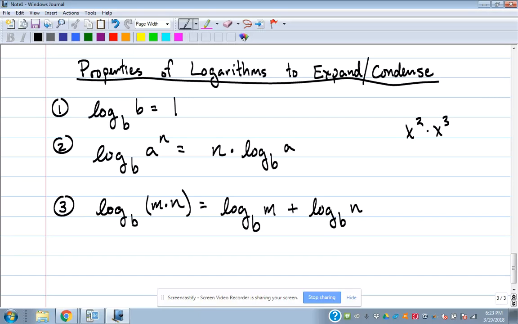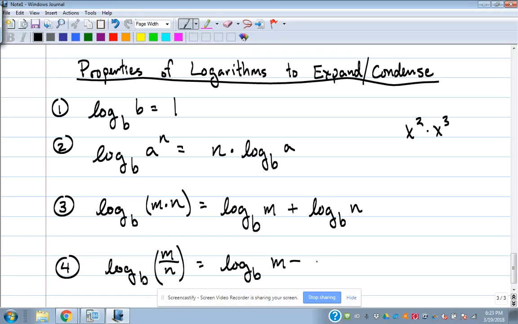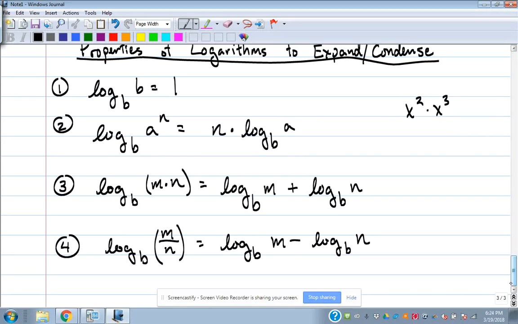So multiplication becomes addition. What do you think division becomes? Subtraction. Log base b of m minus log base b of n. It's always top minus bottom. Always top minus bottom.